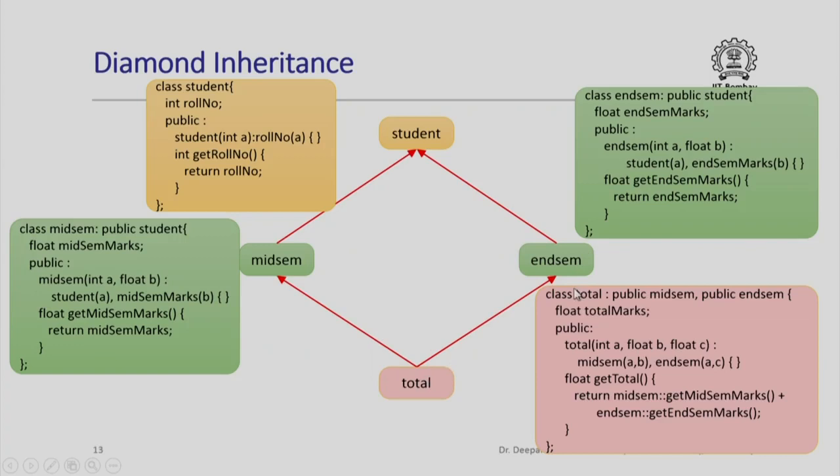We have seen how to specify multiple inheritance, so I will just write class total colon public midsem, public endsem, the mode of derivation from both of these base classes being public. I can specify some additional data members in total marks. This is the constructor for this class, which takes 3 arguments and invokes the constructors for midsem and for endsem, which in turn will invoke the constructors for student.